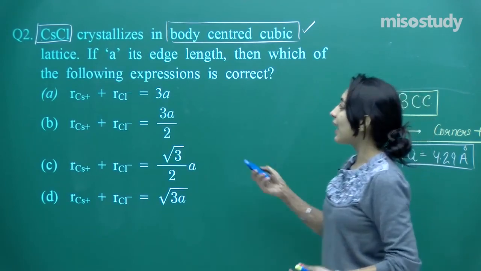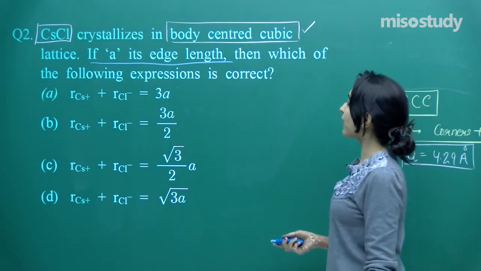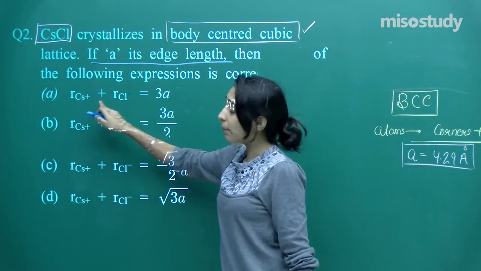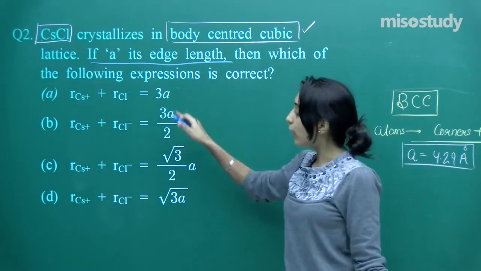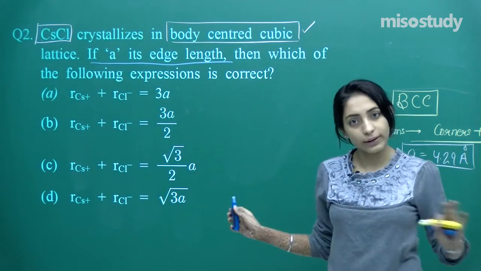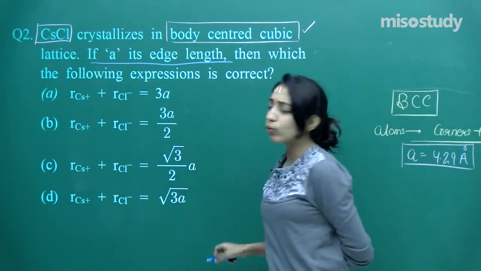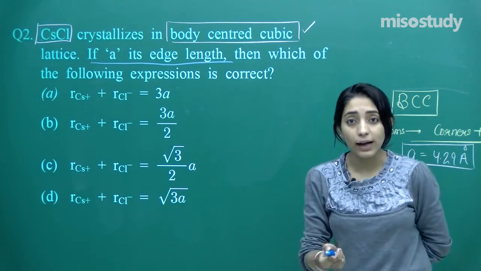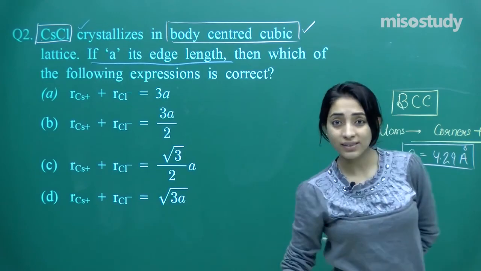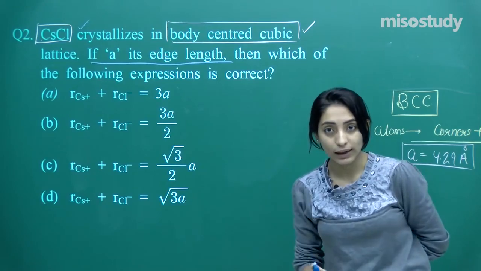So we have cesium chloride, and this is known to crystallize in body centered cubic unit cell. If A is the edge length, then which of the following expressions will be correct? So we need to find out whether the radius of Cs plus and Cl minus will be equal to 3A, or will be equal to 3A by 2, or will be equal to root 3A by 2, and so on, alright? But the question is, how will I be able to do the question? The question can only be done if you know the structure of cesium chloride.